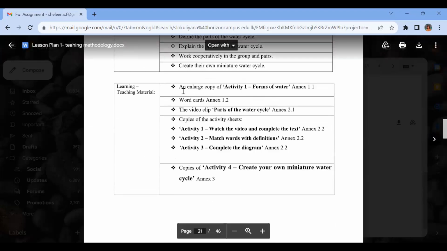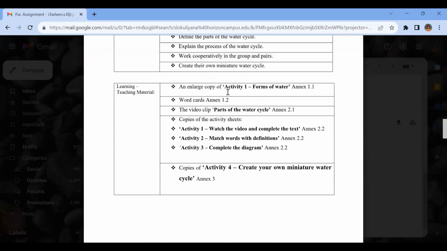Read the first one. What is it? An enlarged copy of activity 1, forms of water. Forms of water, Annex 1.1.